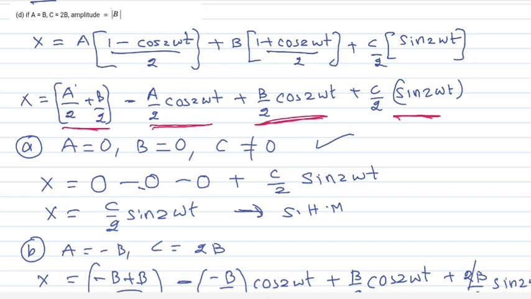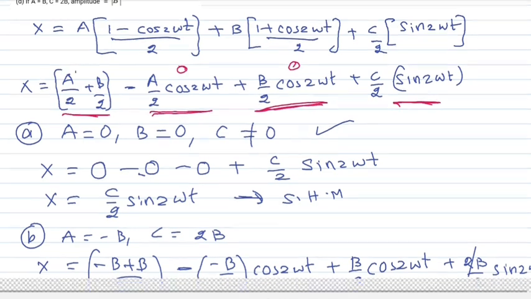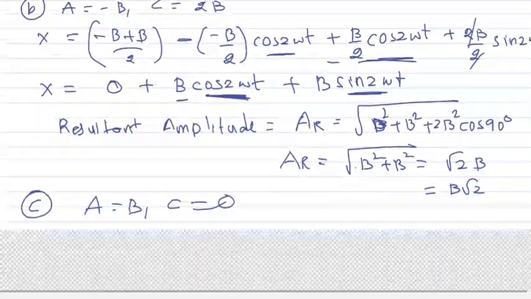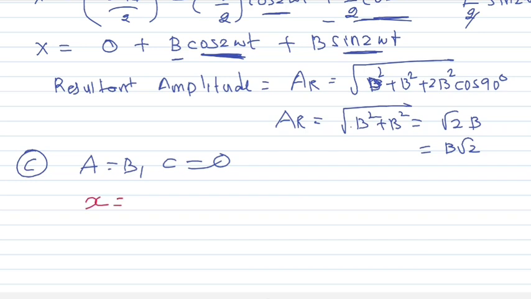So, since A is equal to B, this term becomes 0, this term becomes 0. Adding these two becomes 0, and the leftover term will be x is equal to A by 2 plus B by 2. So this is not simple harmonic motion because we don't have a sine or cos function. Okay, and last one, option D.